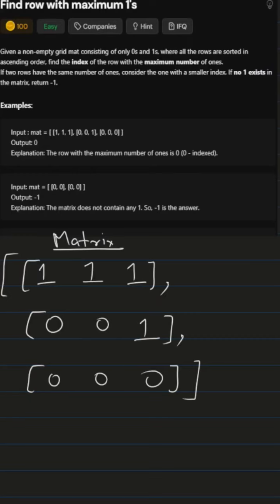Another question which has been asked by Google multiple times. So it's a very easy question, and the question is that we have to find the row with the maximum number of ones when the row is already sorted in an ascending order. So the zeros are going to be first and ones are going to be in the end. And if no row has a one, then we'll just return -1.